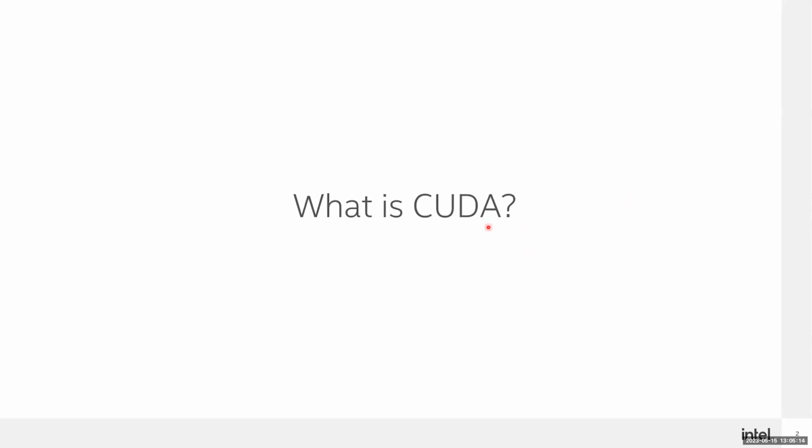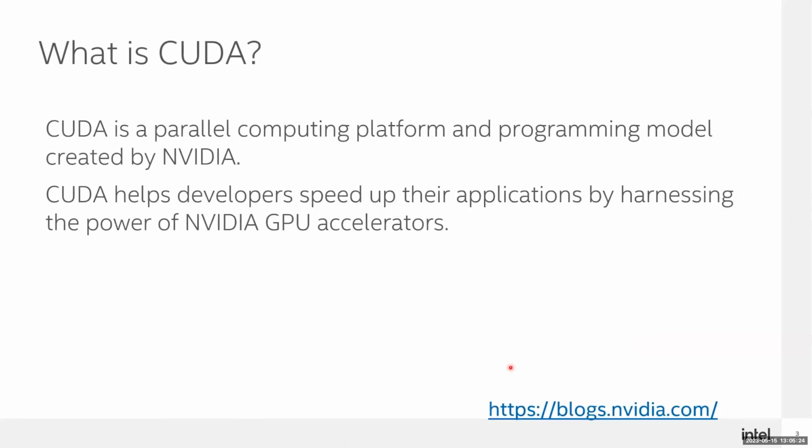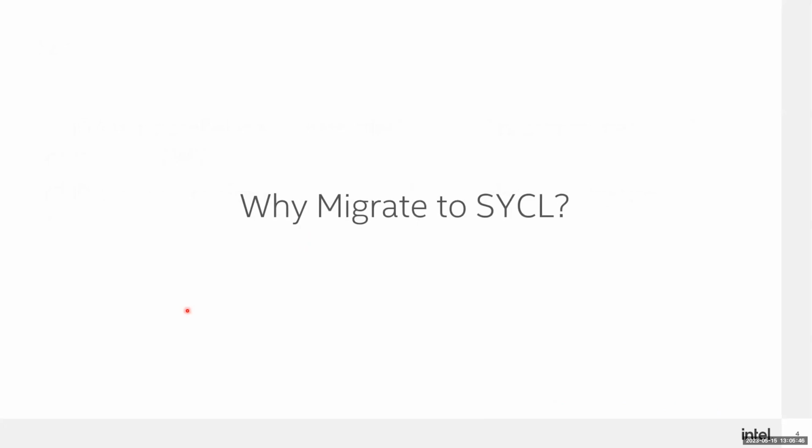So let's start with, okay, what is CUDA, right? CUDA is a parallel computing platform and programming model created by NVIDIA. CUDA helps developers to speed up their applications by harnessing the power of NVIDIA GPU accelerators, right? So the important thing is it's a programming language from NVIDIA and it's for NVIDIA GPUs, right? So why do we need to migrate to SYCL?